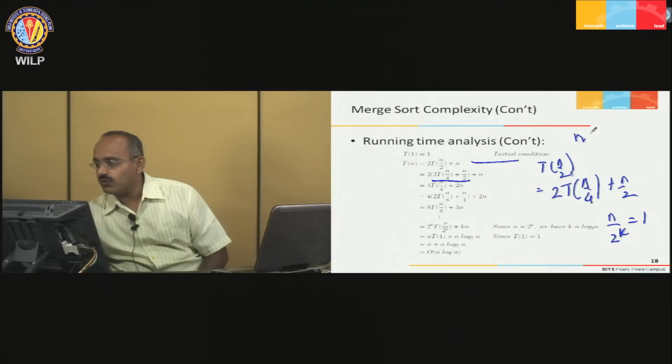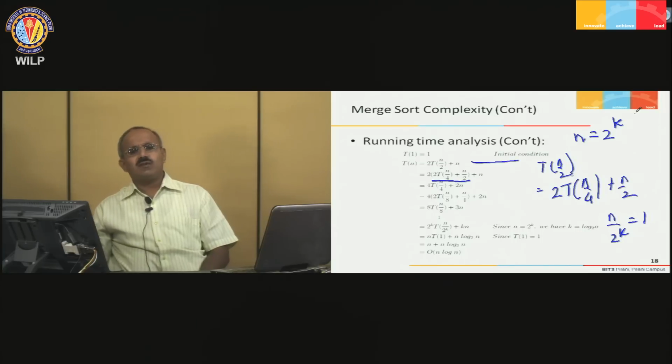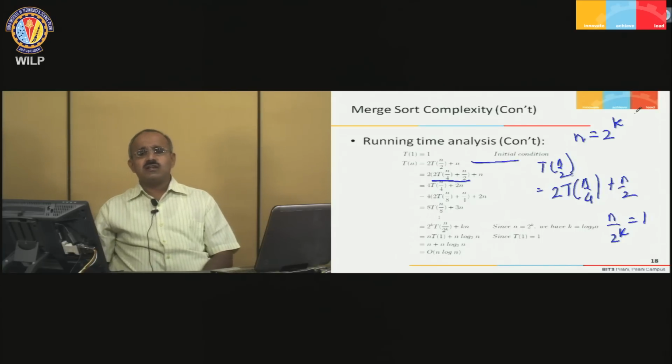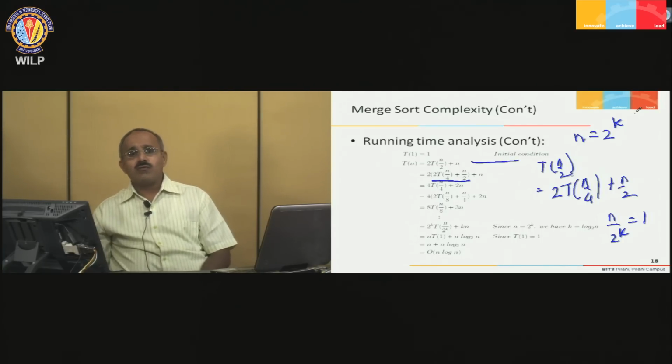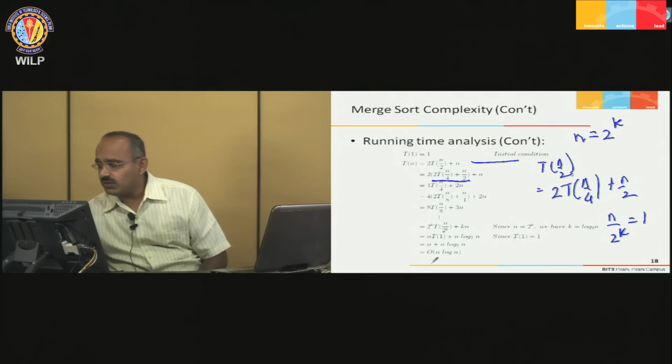Let us assume for simplicity that we are doing the analysis for n equal to 2 power k. Once you do this, we can easily extend it to the general case when n is not a power of 2. At this particular stage, you get this as order n plus n log n, which is of order n log n.